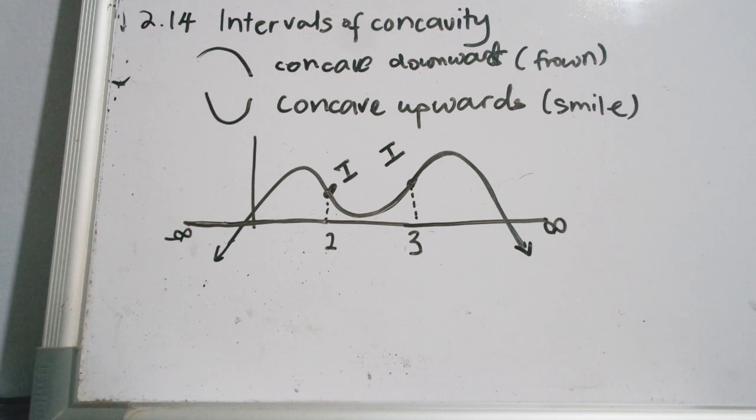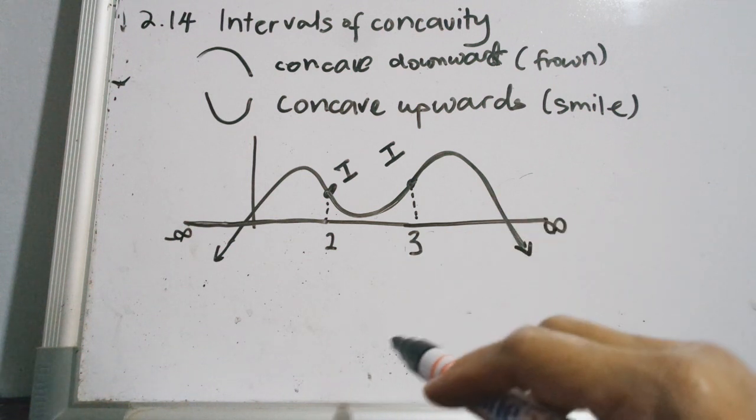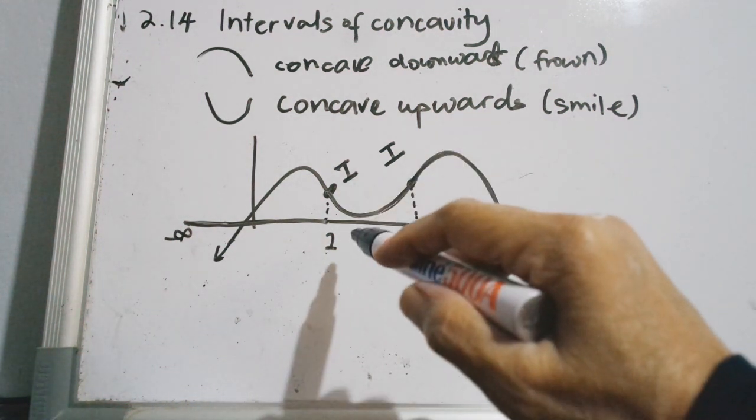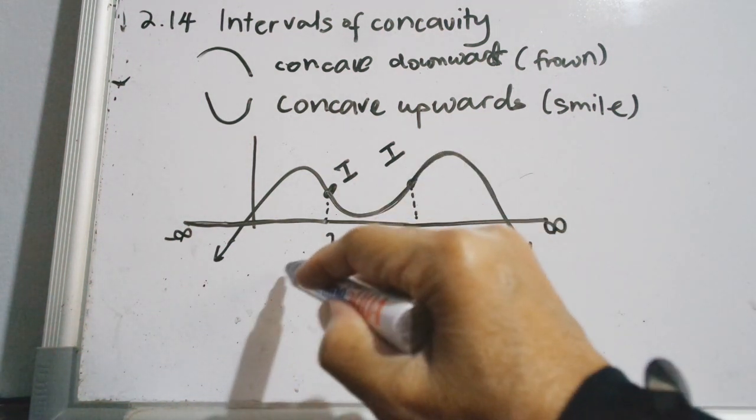So this is what we mean by concave downwards and concave upwards. What we're going to learn today is, if you are given a function and the question is asking in which interval the function is concaving downwards and concaving upwards. But before we go into that, I also would like to discuss inflection points.